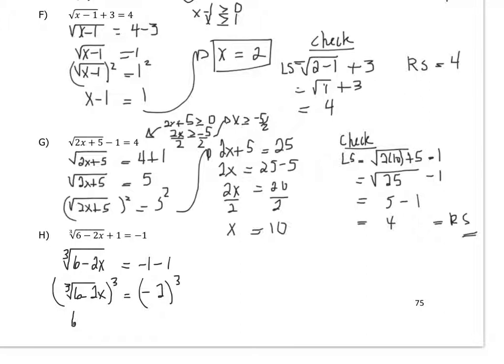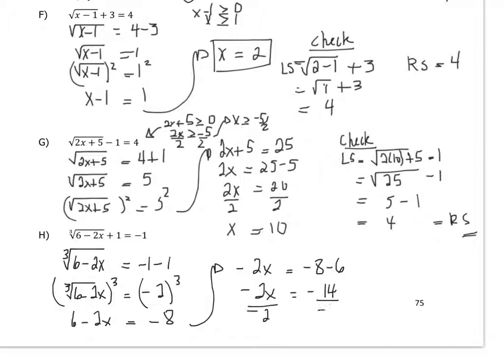And that's going to give us 6 minus 2x equals negative 8. And then we want to isolate the x by subtracting 6 from both sides of the equation. And then that's going to give us negative 2x equals negative 14. And then we want to divide both sides by negative 2.